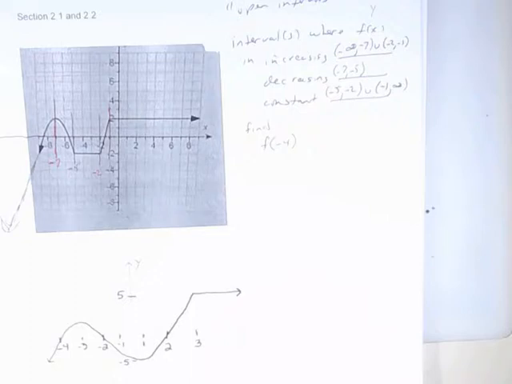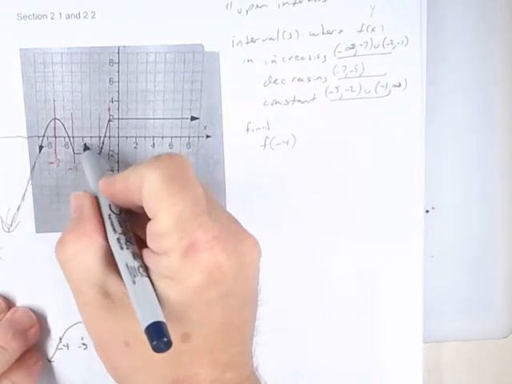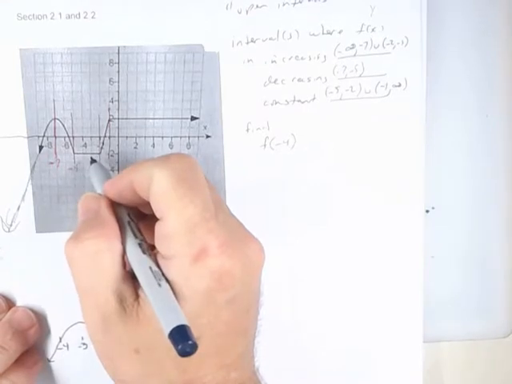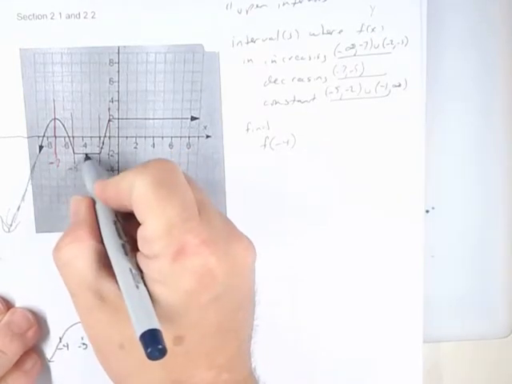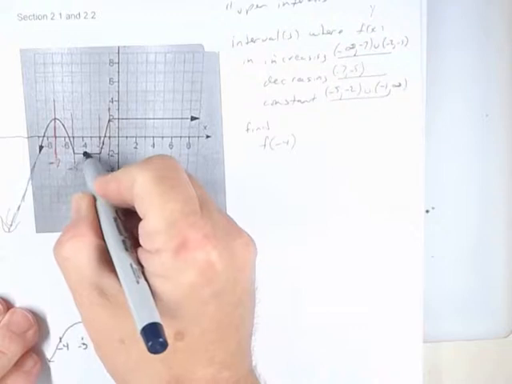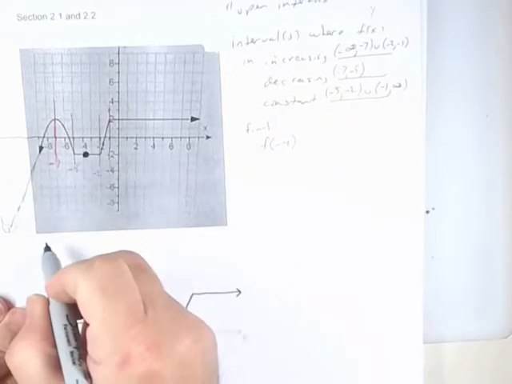When x is negative 4, what is the y value? Well, do y'all agree that when x is negative 4, the point is this point right here? Y'all agree? Yes. That right here.